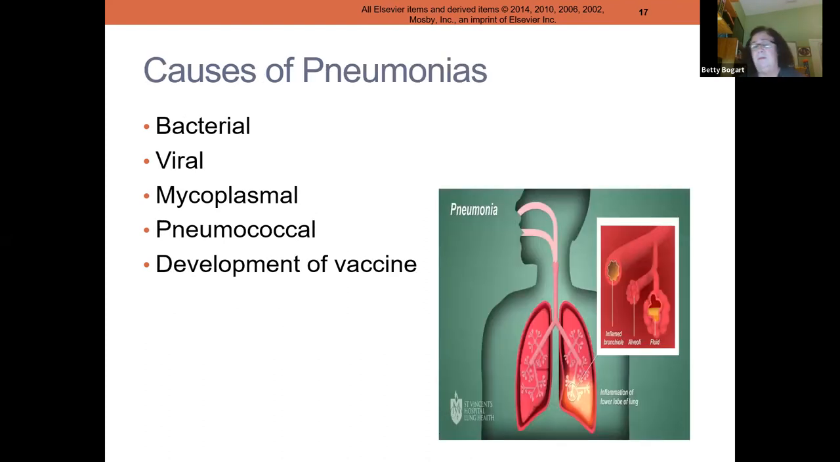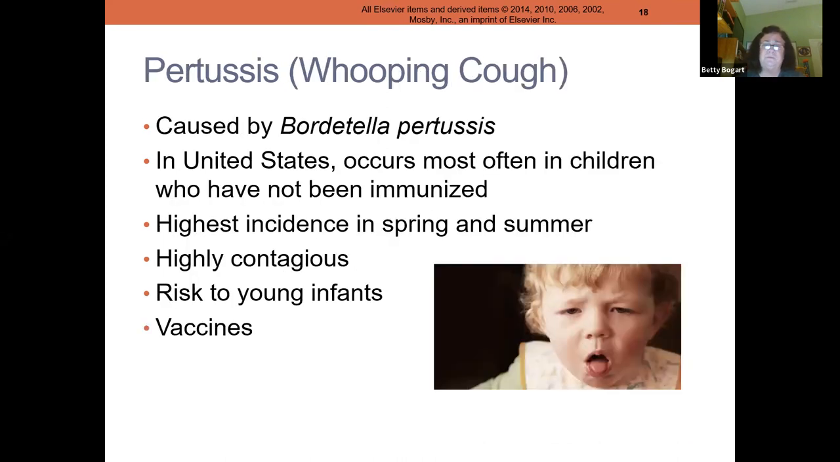Causes of pneumonia mostly are bacterial. Usually if you have pneumonia, they're gonna be giving you antibiotics. There are some more complicated cases, mycoplasma. And thank goodness today we have a pneumococcal vaccine because that's probably one of those more serious, harder to treat pneumonias. That usually ends up, especially younger children end up in the hospital because they're very sick.